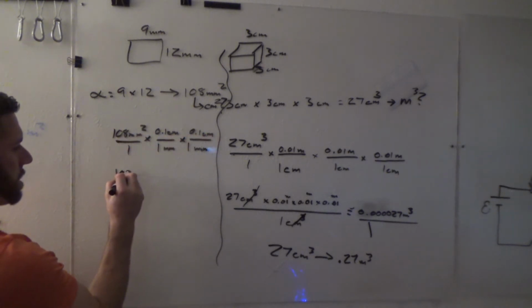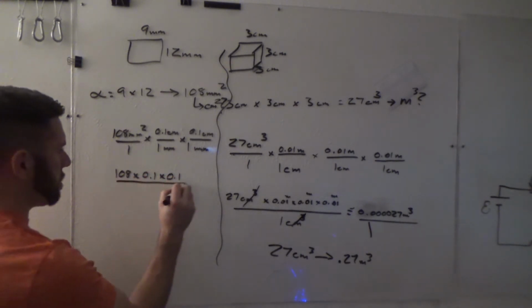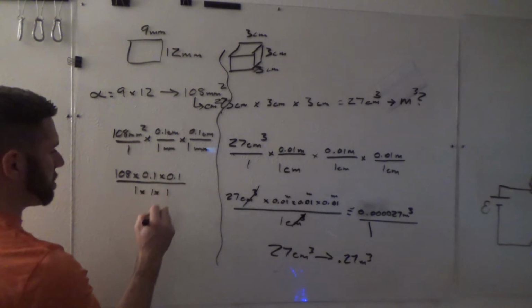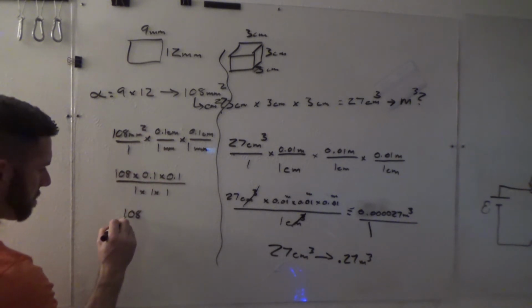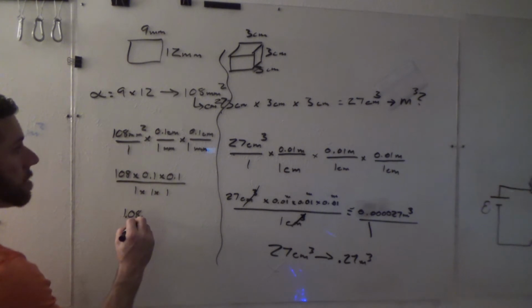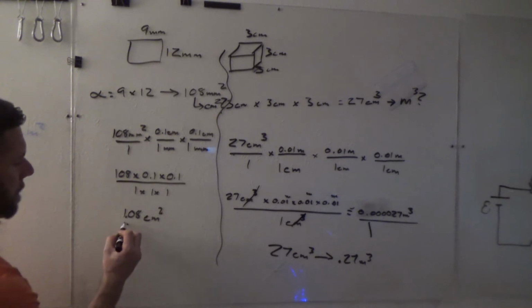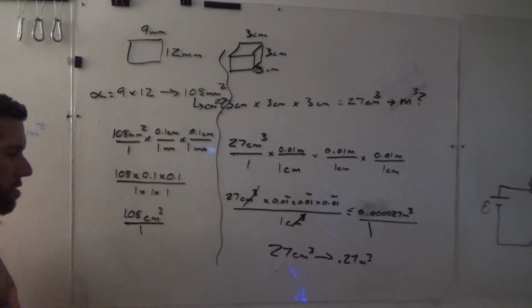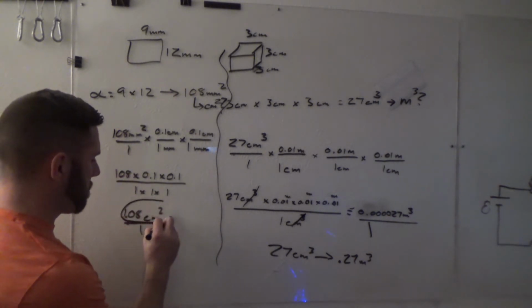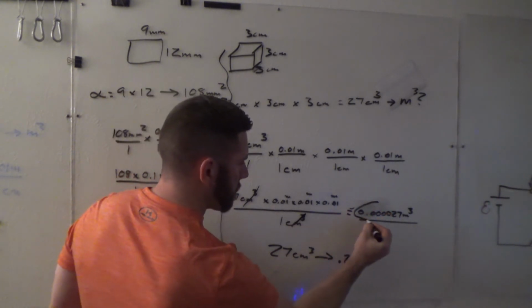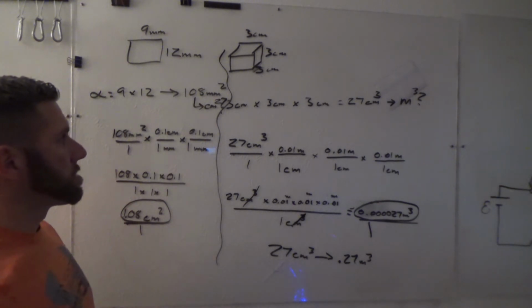We end up with 108 times 0.1 times 0.1. We got 1 times 1 times 1, which comes out to 108. Move the decimal over 2 spots: 1.08. What are we going to? Centimeters squared over 1. So our answer is right here. That's how you get that one. That is how you do your conversions.